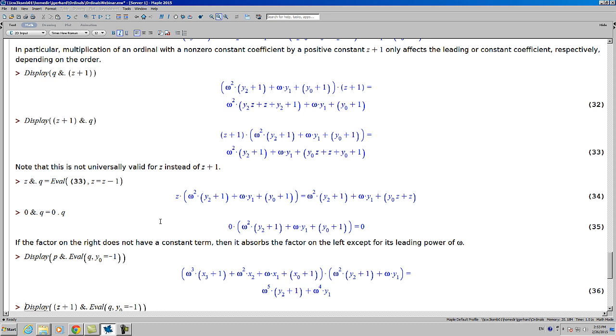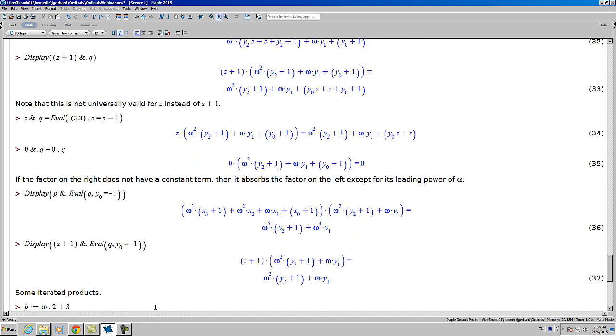Couple more things which I also mentioned already. If the factor on the right does not have a constant term, then it completely absorbs everything from the factor on the left except for the leading term. And this is again what we see here. And for the constant, we've already seen what happens.